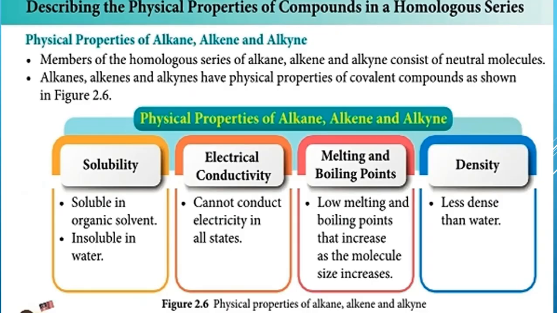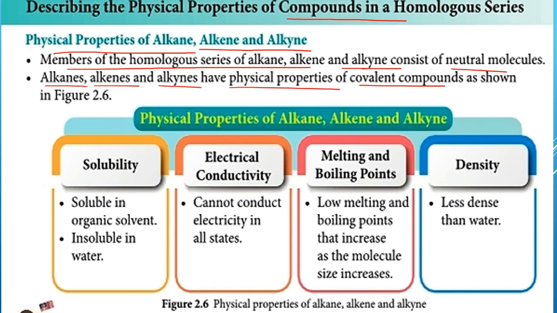So, describing the properties of compounds in a homologous series. The physical properties of alkane, alkene, and alkyne. Members of the homologous series of alkane, alkene, and alkyne consist of neutral molecules. Alkanes, alkenes, and alkynes have the physical properties of covalent compounds. Okay, you still remember covalent compounds? So when you know the physical properties of covalent compounds, the physical properties of alkane, alkene, and alkyne are the same.